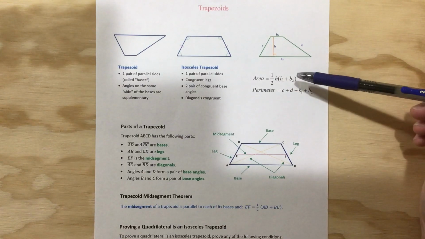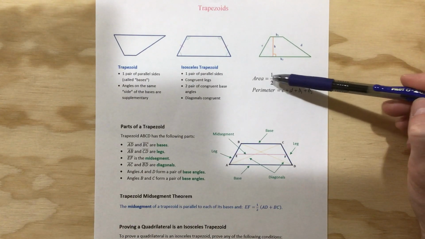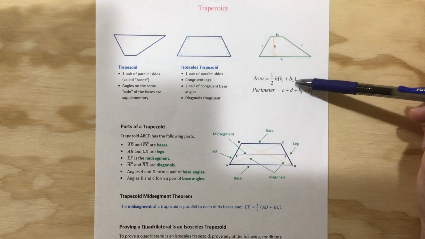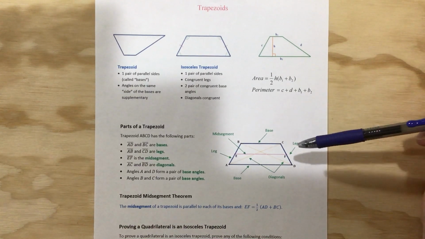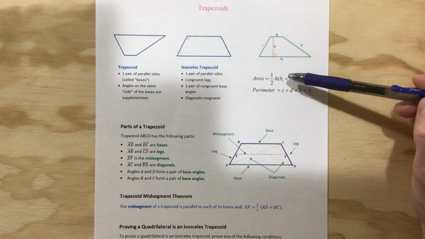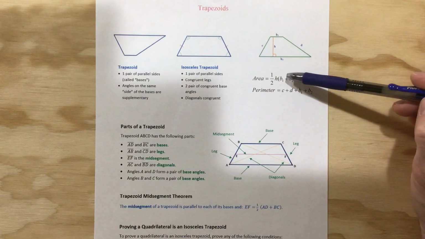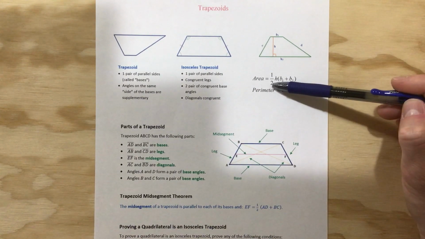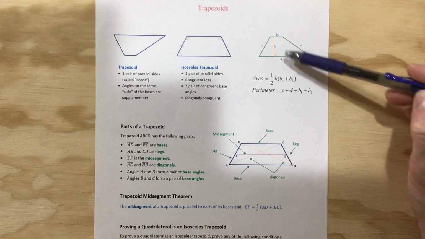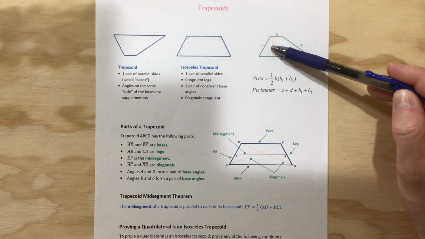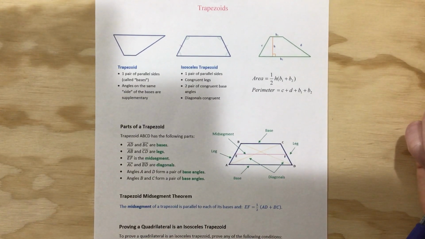Okay, the area of a trapezoid is 1/2 times the height times (b1 plus b2). That's the standard way. I like to think of it as the height times the average base. Now remember, if you take b1 plus b2 and divide by 2, you get the average base. So it's the average base times the height, similar to a parallelogram.